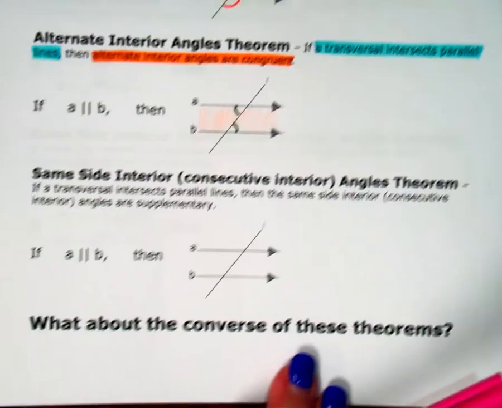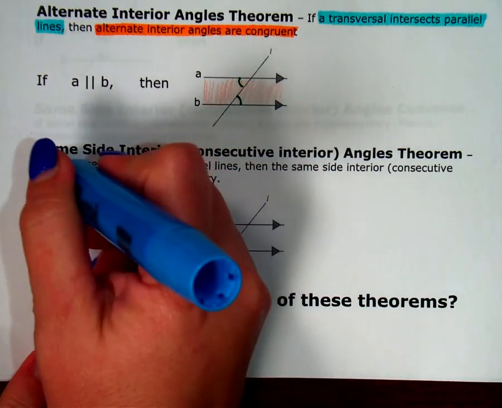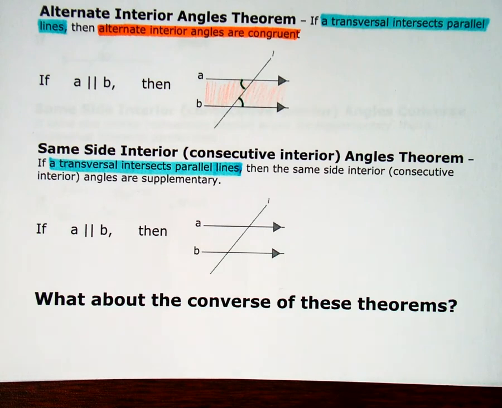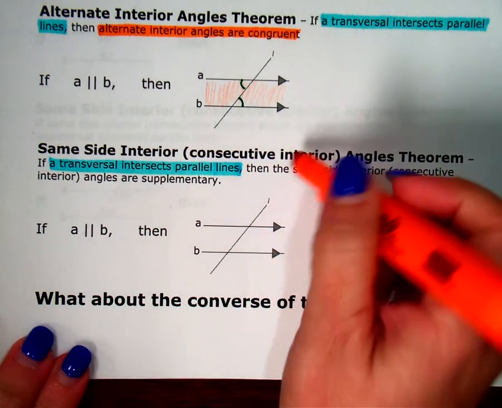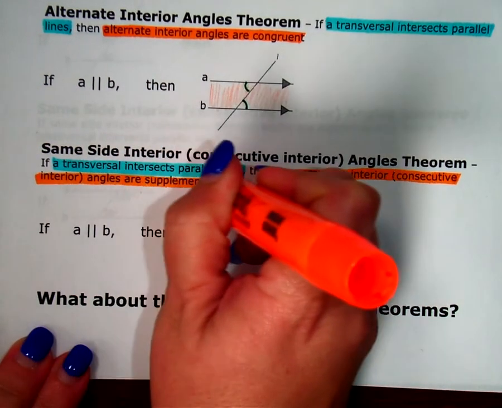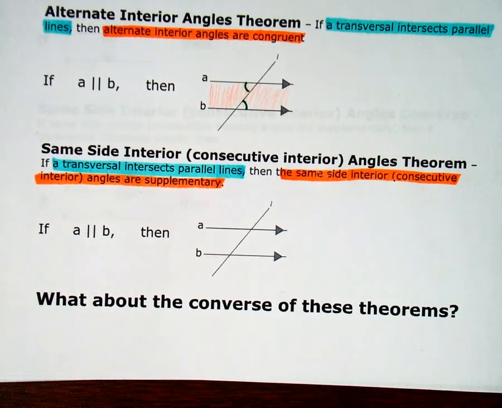Okay? And the last one, same side interior or consecutive interior. It gets 2 names because it's special. Angles theorem, if a transversal intersects parallel lines. So again, I have to have parallel lines before I can say this sentence is true. Then the conclusion is if I do have parallel lines, my same side interior or consecutive interior angles are supplementary. Remember, this is the special one. This is the one that likes to be a little bit different. Okay, so this one, they're going to be supplementary.